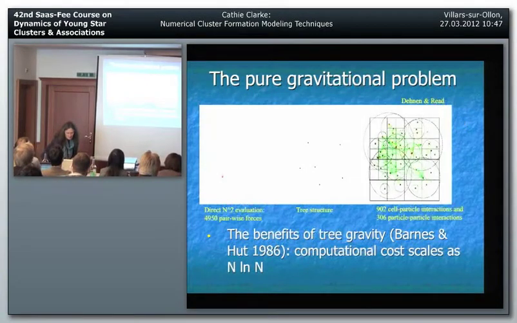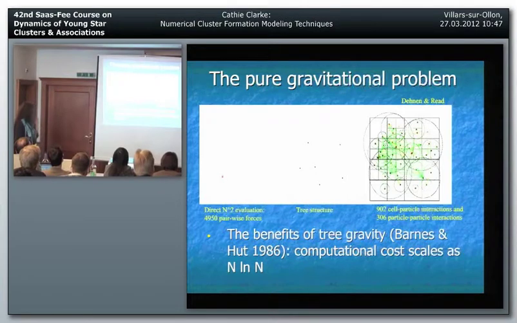The trouble is, if you do the most obvious thing you'd think to do of calculating the forces, you do n-squared operations between all the different stars in the cluster, and that obviously becomes computationally prohibitive as you go to large n. So the cunning way around this, first proposed by Barnes and Hut, was to develop tree code gravity.